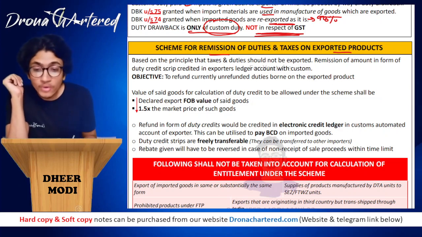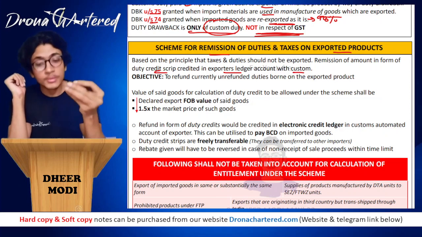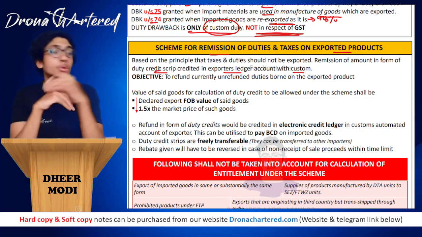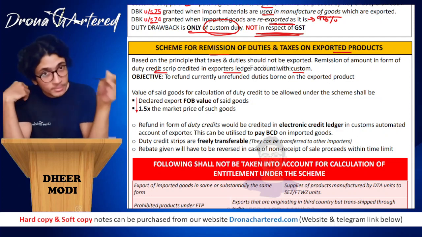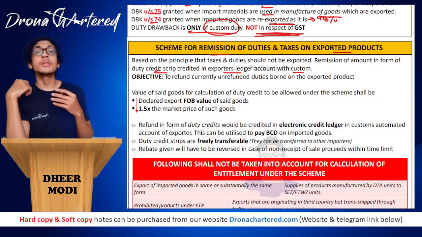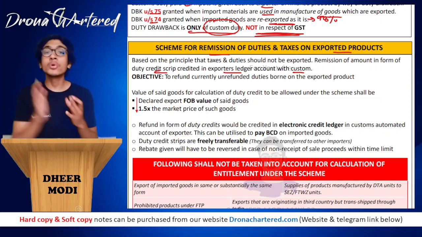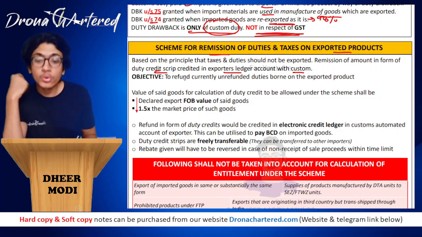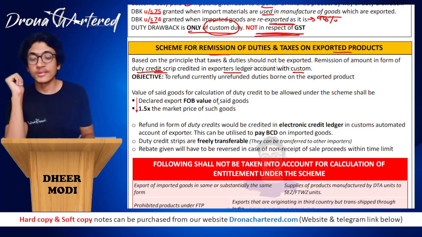Remission of the amount is in the form of a duty credit scrip credited in the exporter's ledger account with customs. Since this person has indirectly paid customs duty on whatever he purchased, and the supplier will of course recover that customs duty from him, the exporter has indirectly paid this duty even though he is going to export. So they give him a duty credit scrip, which is credited to the exporter's ledger account with customs.